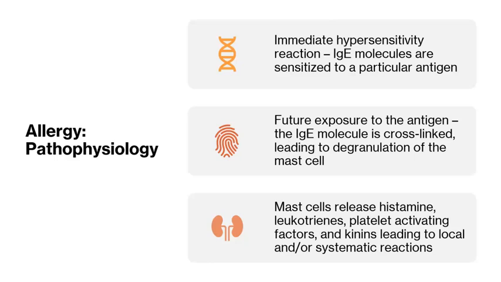For allergy pathophysiology, in an immediate hypersensitivity reaction, IgE molecules are sensitized to a particular antigen. On future exposure to the antigen, the IgE molecule is cross-linked, leading to degranulation of the mast cell. Mast cells release histamine, leukotrienes, platelet activating factors, and kinins, leading to local and/or systemic reactions.